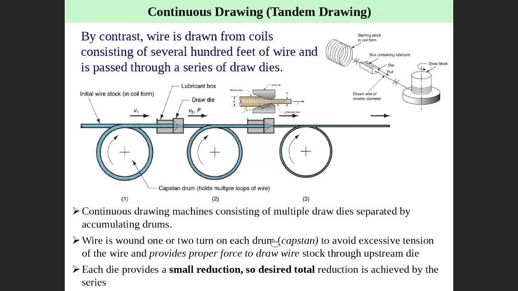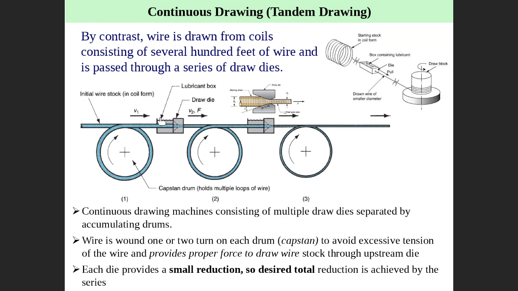Next is the equipment used in wire drawing. In wire drawing the situation is better. Why? Because our diameter is small, we can wind it on a rotating drum. So the length is unlimited, not limited by cylinder length as in the previous case. We can say this is several hundred feet, or 100 meters, of wire passing through a series of dies.